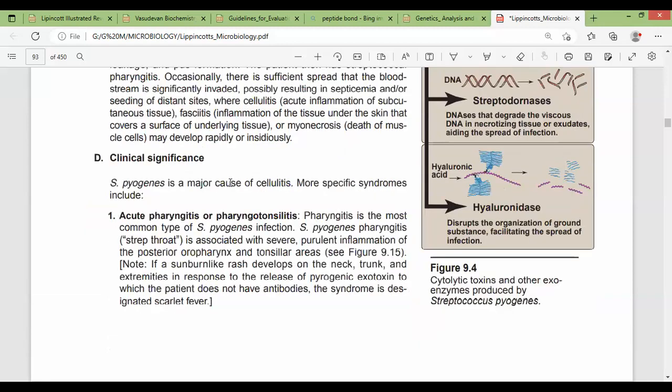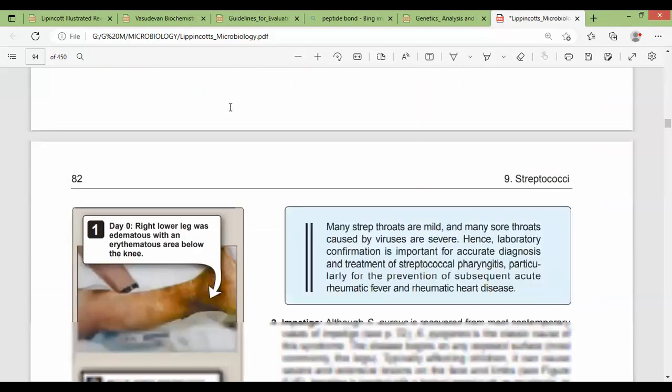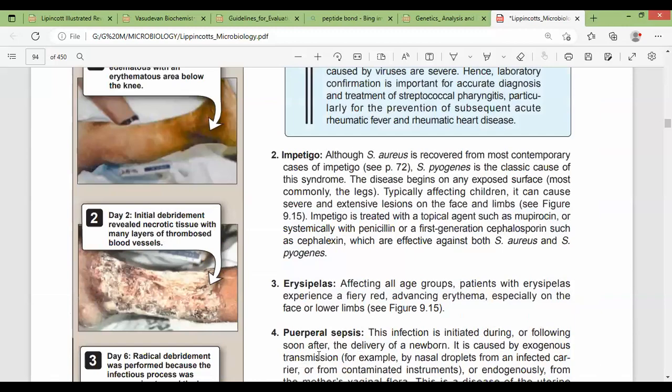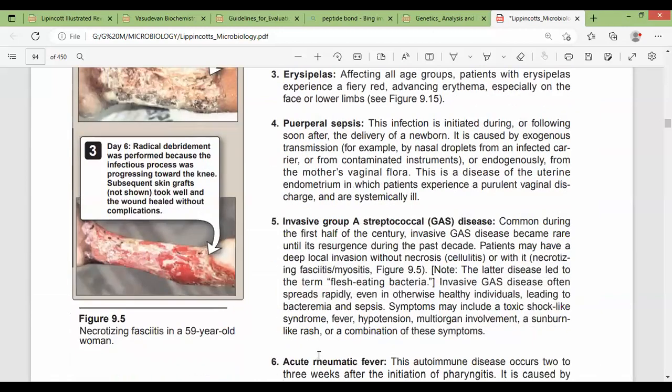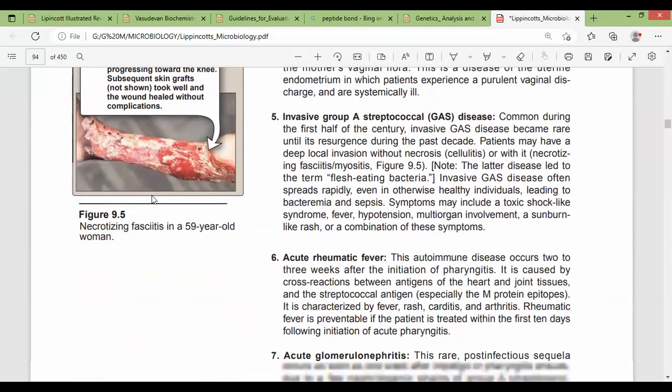So for clinical significance, it does cause pharyngitis, impetigo, erysipelas, sepsis. You can always throw sepsis for any bacteria. Necrotizing fasciitis, we've mentioned all this. This is group A streptococci.